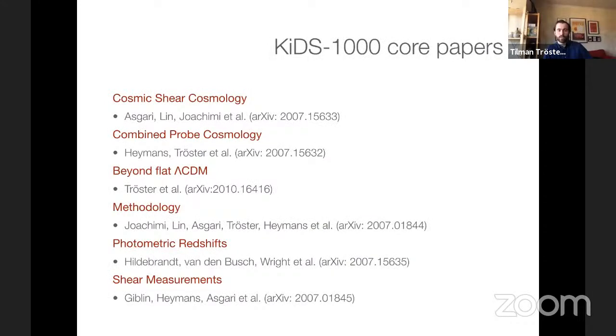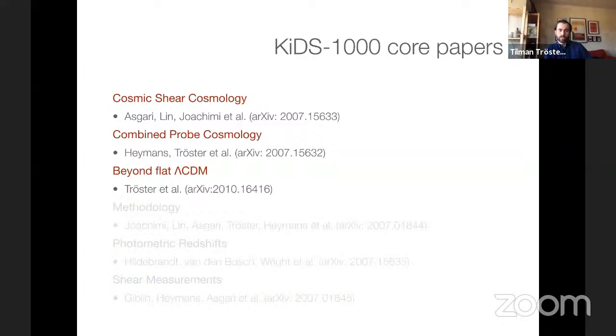So over the last summer or into the fall, we had our basically series of KiDS-1000 core papers. So we had the cosmology results based on just cosmic shear, the combined analysis, and then going beyond just the flat lambda CDM model, and then a set of methodology papers on looking at the modeling and theoretical methodology, the photometric redshift calibration, and the shear calibration measurements. But here I'll just talk about, or mainly focus on, the cosmology results that we got out of KiDS-1000.